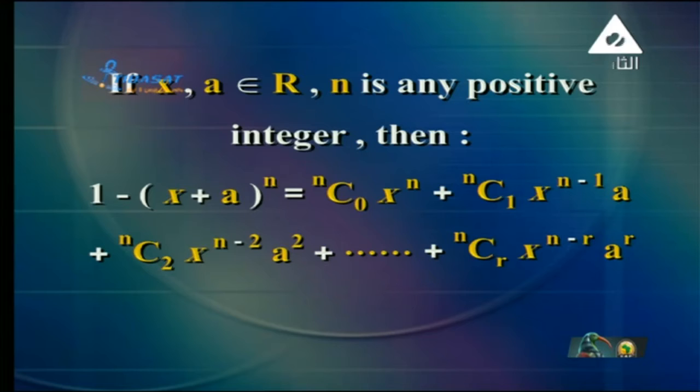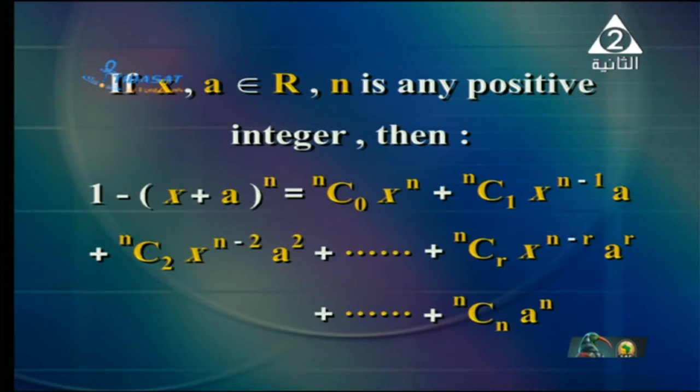Binomial theorem, my dear student: we have a bracket containing x plus a for all power n. N combination 0, x power n minus 0, also a power 0. This form is called the binomial theorem.